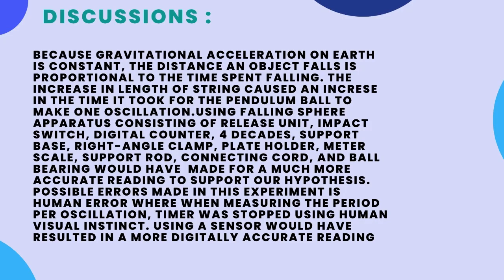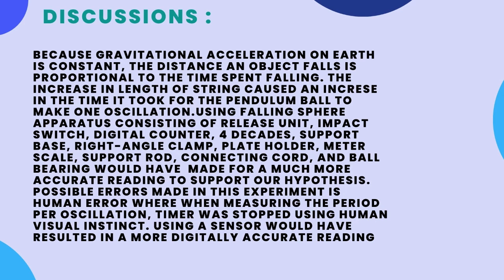Because gravitational acceleration on Earth is constant, the distance an object falls is proportional to the time spent falling. The increase in length of string caused an increase in the time it took for the pendulum ball to make one oscillation. Had we used a falling sphere apparatus consisting of a release unit, impact switch, digital counter, 4 decades, support base, right angle clamp, plate holder, meter scale, support rod, connecting cord, and ball bearing, we would have made for a much more accurate reading to support our hypothesis.